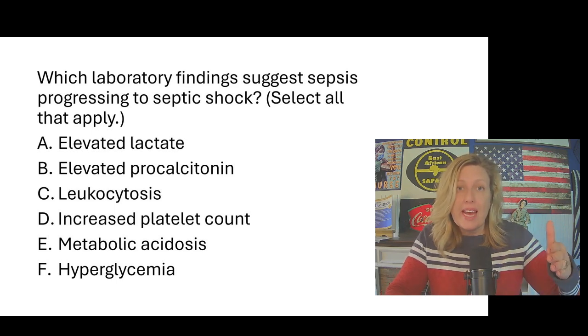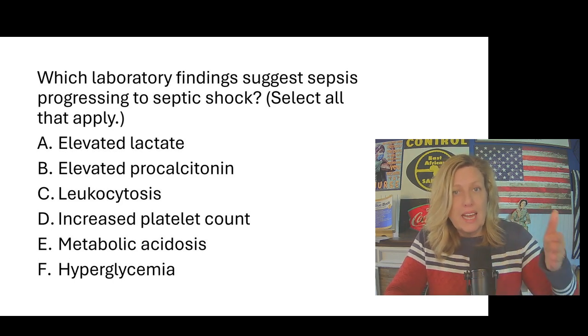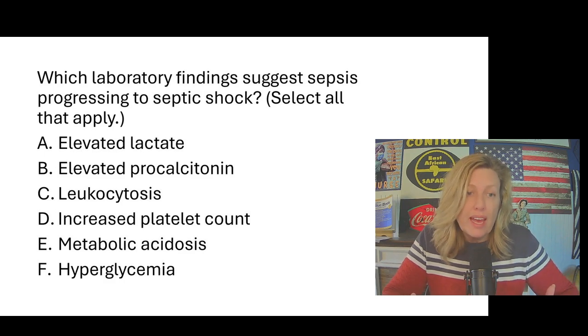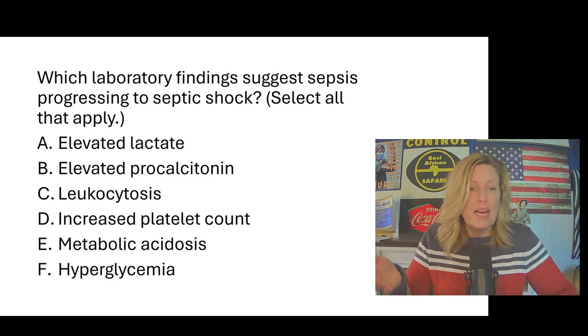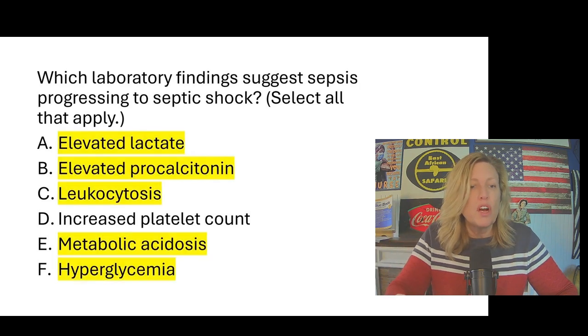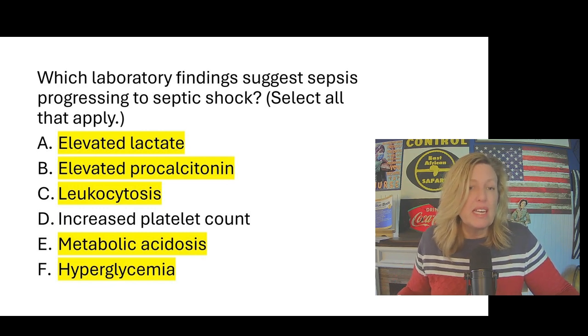Metabolic acidosis, yes. When they have poor tissue perfusion, they can release lactic acid, which leads to metabolic acidosis. Hyperglycemia, actually, yes. The body responds to stress on the body by increasing stress hormones, which cause hyperglycemia. So actually, all of these things, except increased platelet count, are laboratory findings that suggest sepsis is progressing to septic shock. So that's a lot. You may need to watch this video again to really kind of start to understand it.